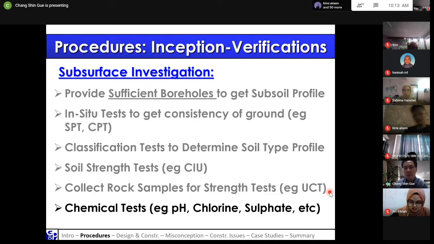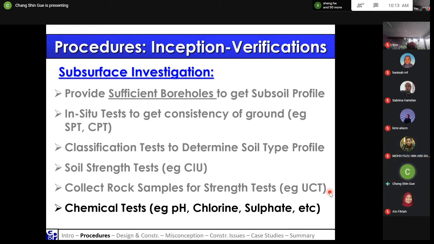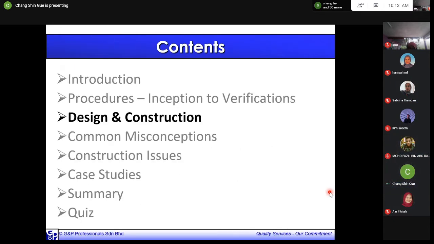And we also carried out typical chemical tests such as the pH, chloride content, sulfate content. That is just to see if there's any external elements within the ground that would actually react with your piles, for example, because your pile is also a concrete structure. So how would that impact your pile foundation? So that's why we also carried out some chemical tests just to verify.